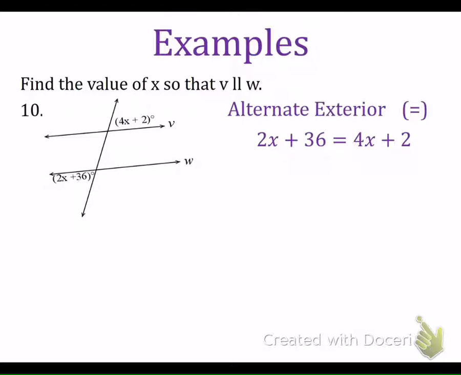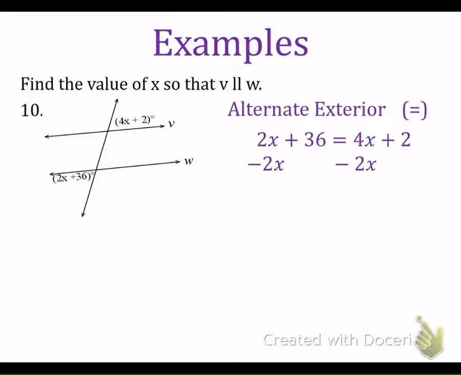How do you know when to use which? Alternate interior, alternate exterior, and corresponding are the ones that have to be equal. Same side interior and same side exterior are the ones that add to 180. It's up there in the notes.